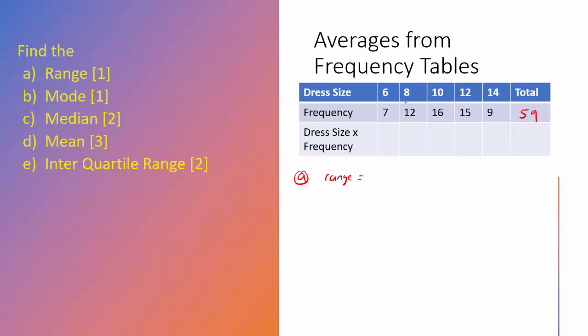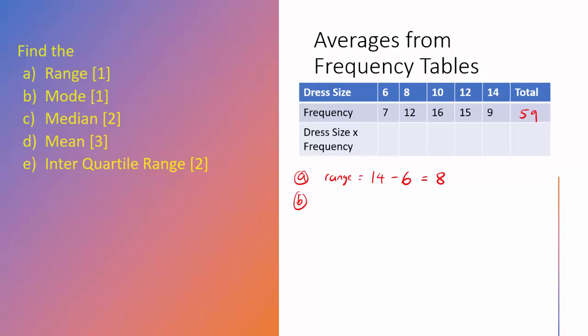So the dress sizes go 6, 8, 10, 12 and 14. So when we say find the range, we are finding the range of the dress sizes. And the range of the dress sizes is the biggest dress size, take away the smallest dress size. So 14 take away 6. And 14 take away 6 is 8. So the range is 8.